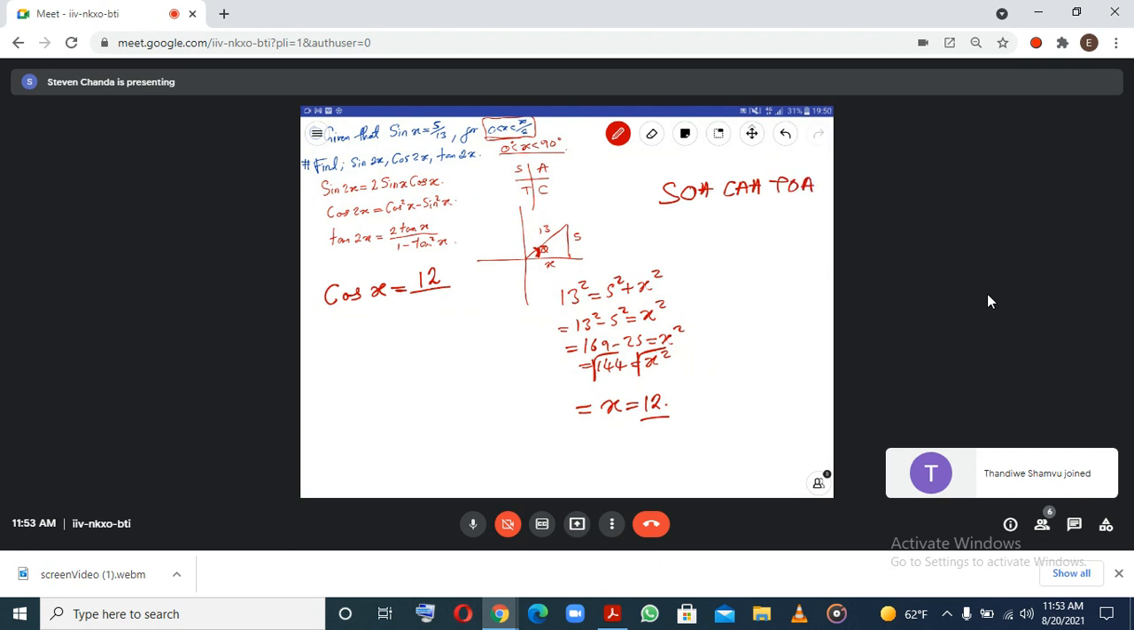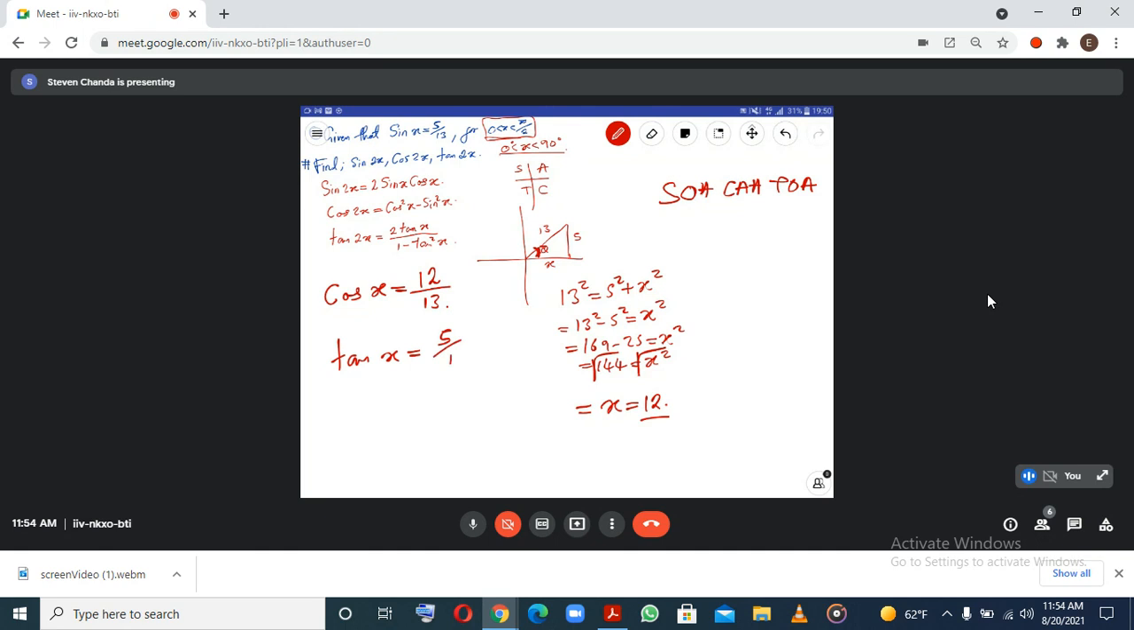Okay, so over hypotenuse. So you've gotten your cos. Now let's find our tan. Tan is going to be opposite over adjacent. Of course, you could easily find this by dividing your sine over cos. Okay, so that's about it.